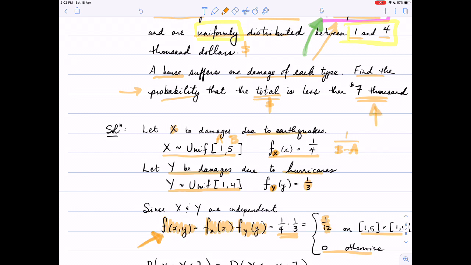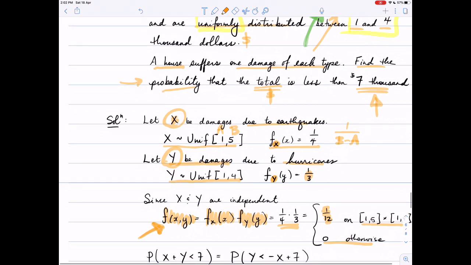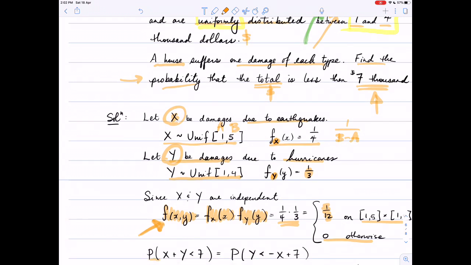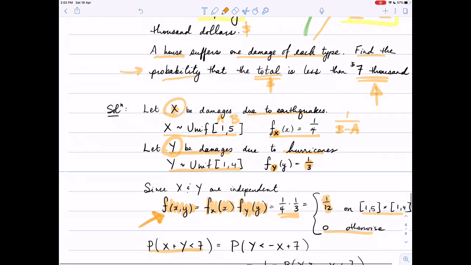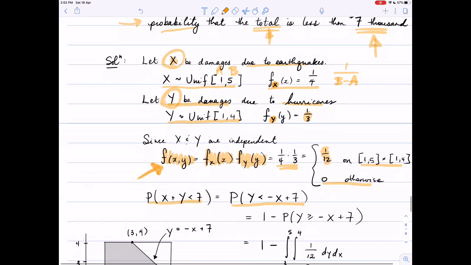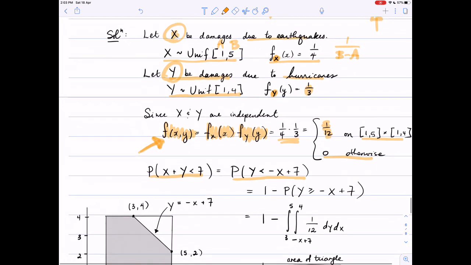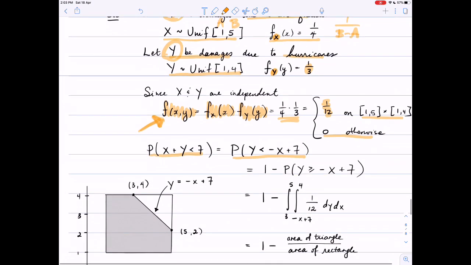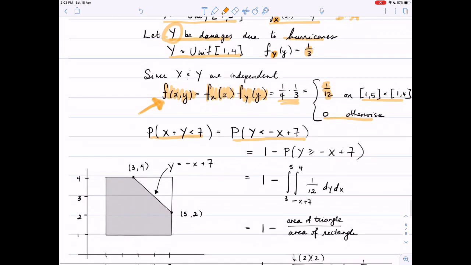So if X is the damage with respect to earthquakes and Y is the damage from hurricanes, then we want to know what is the probability that X plus Y is less than 7, which, if we do a little rearranging, is the probability that Y is less than minus X plus 7. So let us go and draw our situation here.